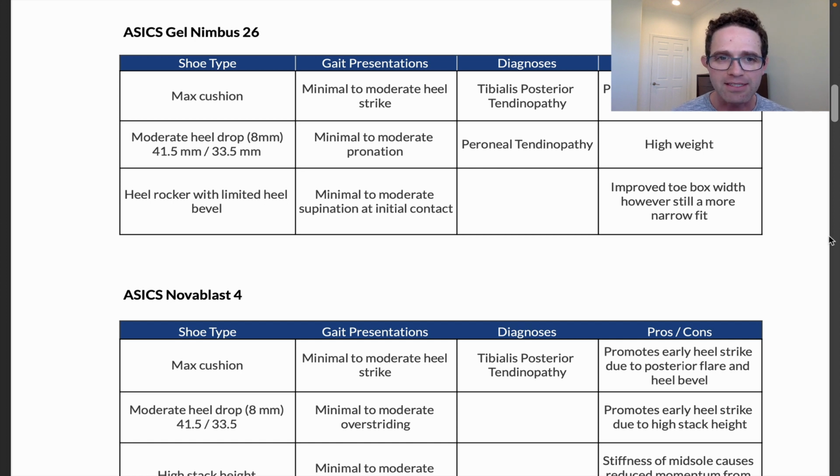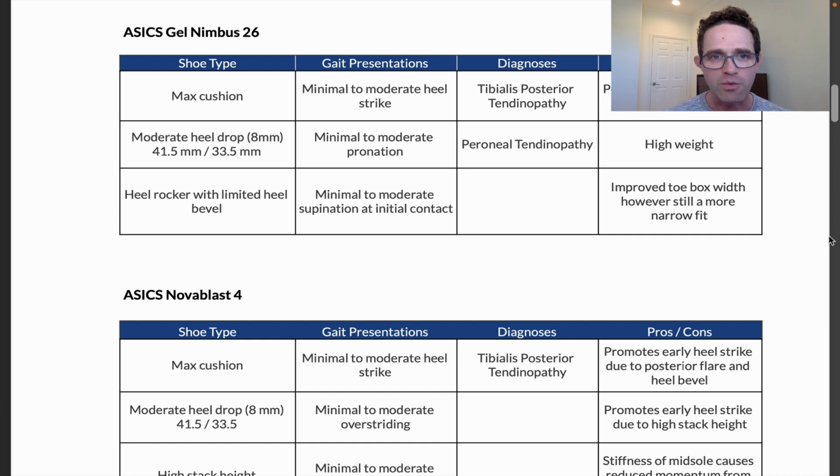The reason for this is because that heel bevel helps to land on the ground and guide the foot towards the midfoot. Same with the heel rocker. The heel rocker is going to be a rounded piece of rubber on the sole, and that rounded piece is going to guide the patient from that heel to their midfoot and forefoot, with the idea of getting a smoother transition of momentum from the heel to the toes.